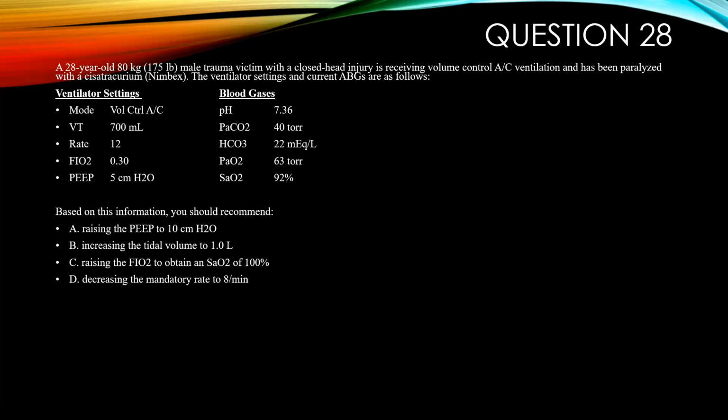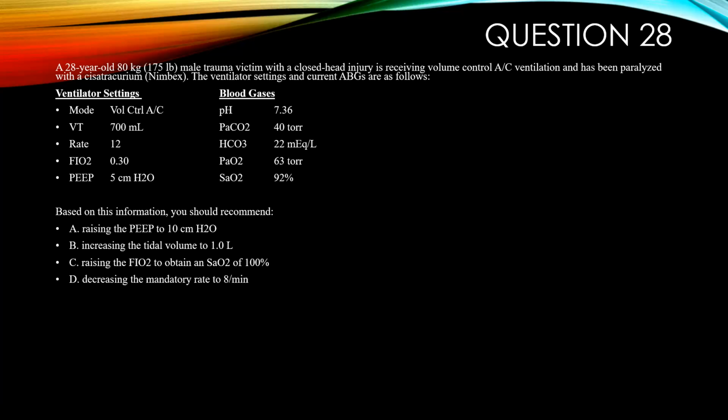Let's go back to the vent settings. The mode is volume control AC. The tidal volume is 700. Rate is 12. FiO2 is 30%. PEEP is 5. Blood gas: pH 7.36, so low end, but still within normal range. PaCO2 40, smack dab in the middle of normal range. Bicarb 22. PaO2 is 63, and the SaO2 is 92%.